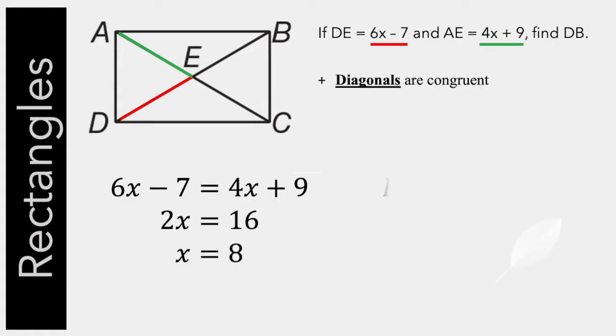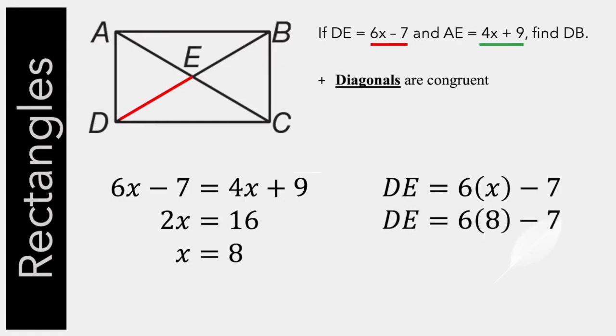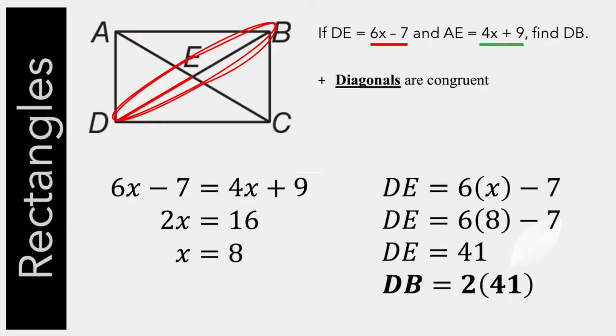Let's start by finding DE. So 6 times x minus 7. We found that DE is 41. Now we just have to double that to find DB, and we know that DB is 82.